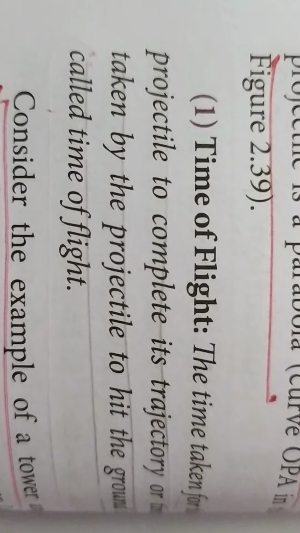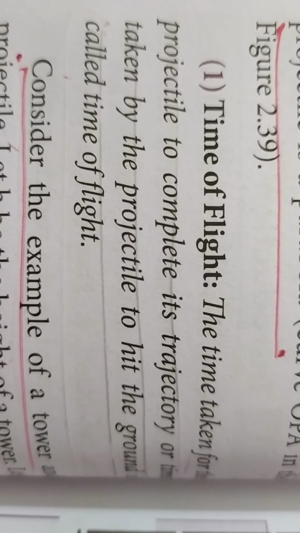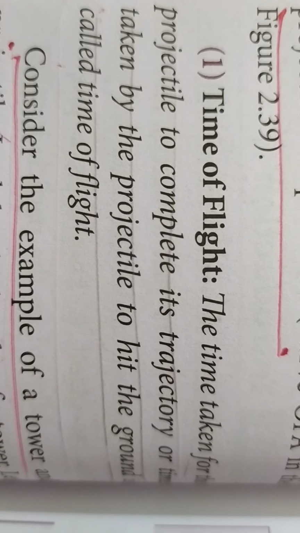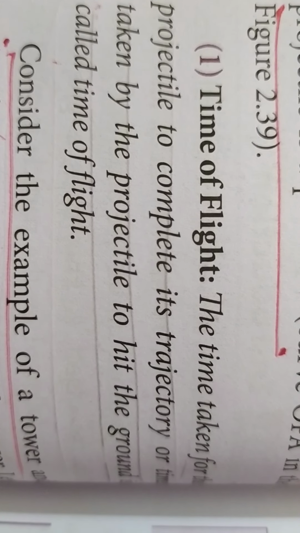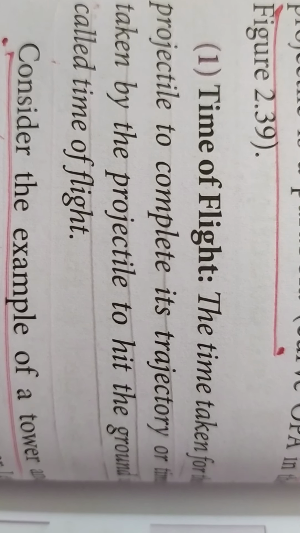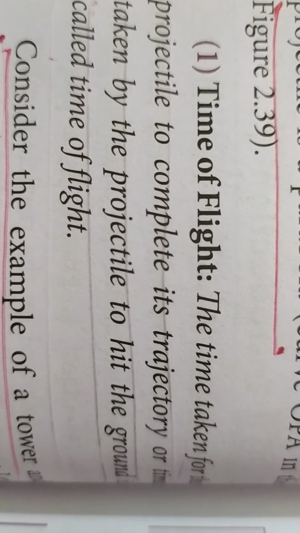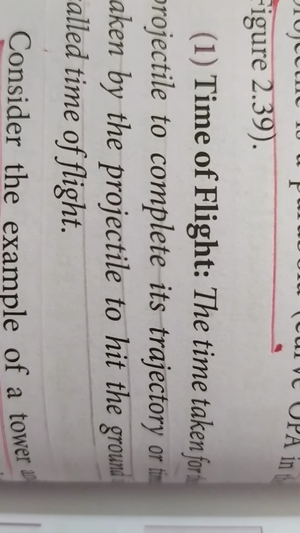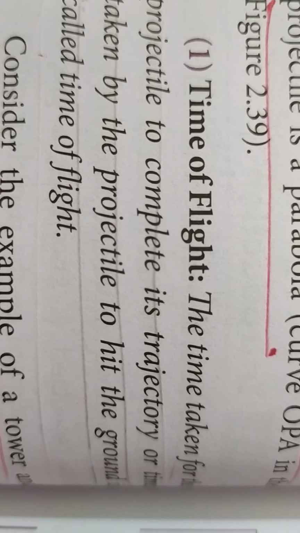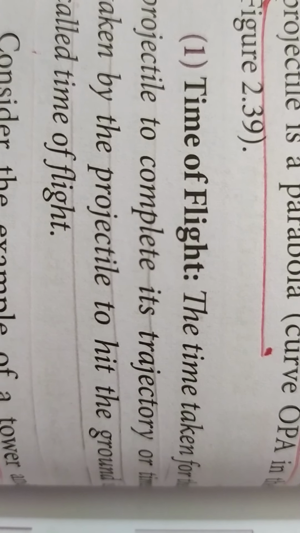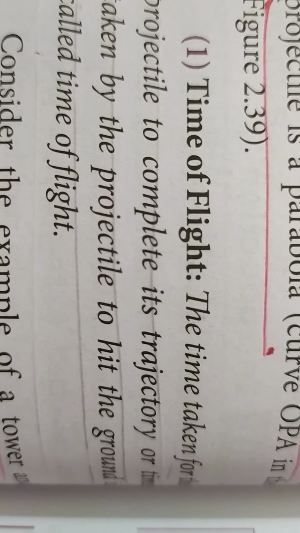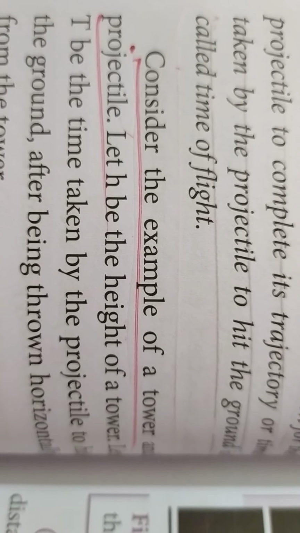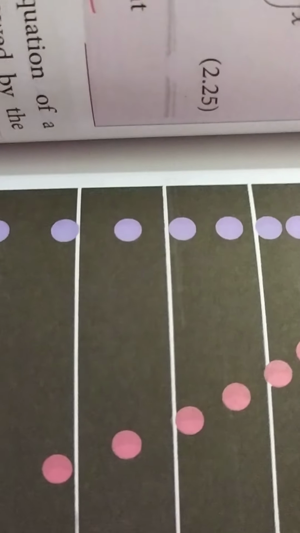And next we are going to see the time of flight. Time of flight means the time taken by the projectile, the object, to complete its trajectory motion and hit the ground. That is, how many seconds it will take to reach the ground. Suppose 2 seconds, 3 seconds or 4 seconds, this time is called the time of flight. Here consider the example of a tower and the projectile, and you see this diagram.